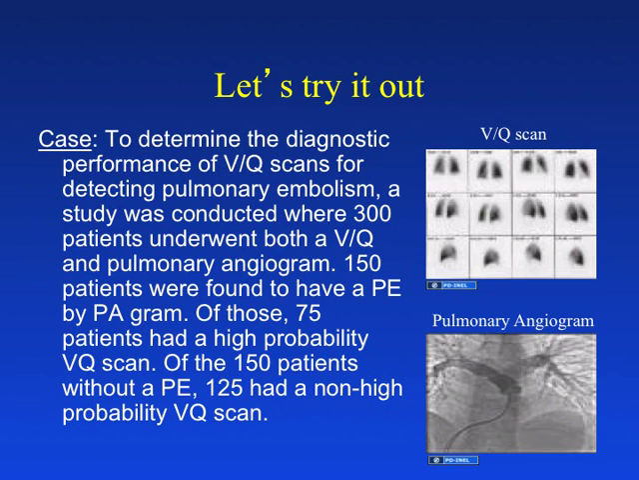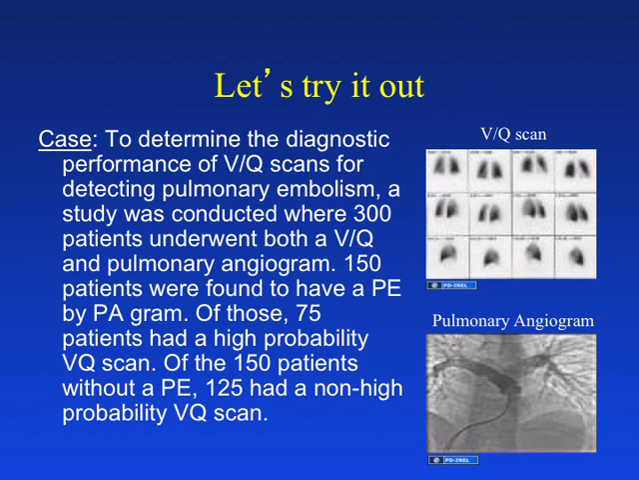So in order to understand that, let's try it out with our case now. We're talking about this VQ scan, and we did our diagnostic question formulation, and we found this study in the literature. To determine the diagnostic performance of VQ scans for the detection of a pulmonary embolism, a study was conducted where 300 patients underwent both the VQ scan and the gold standard pulmonary angiogram. Remember, they have to go through both, all 300. In that study, 150 of the patients were found to have a PE by PA-gram. So 150 out of those 300 were found to be disease positive, because the gold standard said they were.